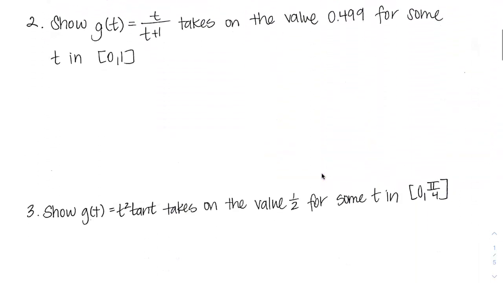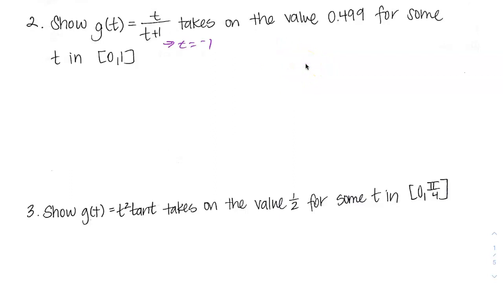So let's try it again. So g of t equals t over t plus 1 takes on the value of 0.499 for some t in the interval. Okay, so first we've got to say it's continuous, but you might go, wait, that's not continuous. That's a rational function. But where is it discontinuous? The vertical asymptotes, right? Where t plus 1 equals 0. So it's discontinuous at t equals -1. But look at our domain. It's only 0, 1. So we don't have to worry about it. The graph looks like this. So between 0 and 1, we're totally continuous.